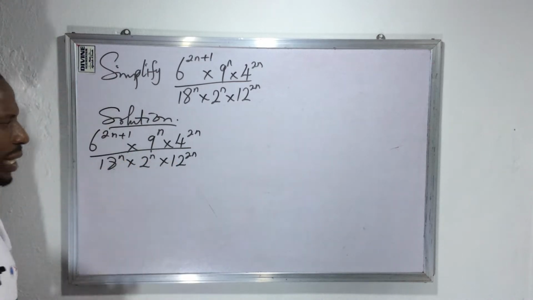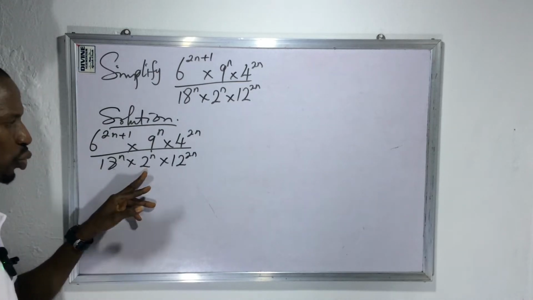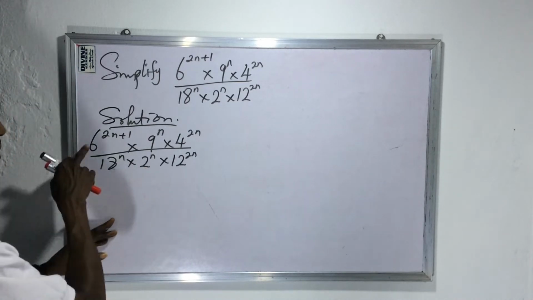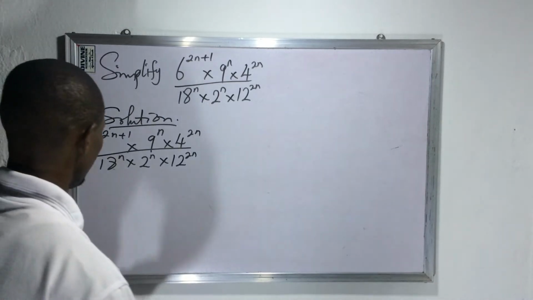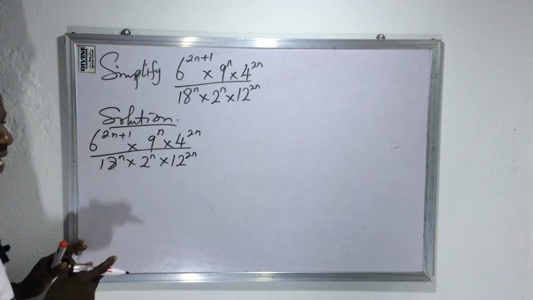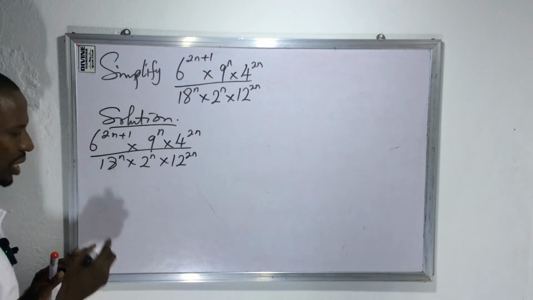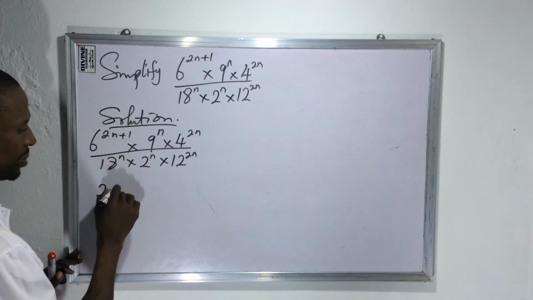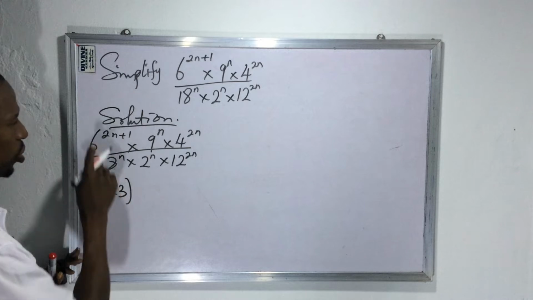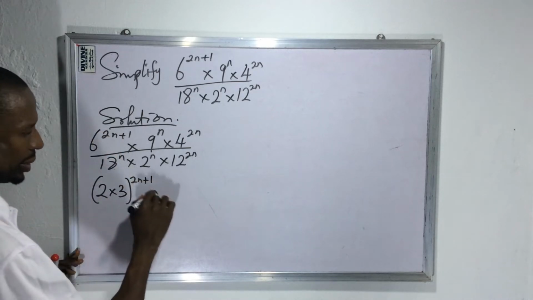And how do you break them down? Take them to the lowest form. Here we have 2, which is already in its lowest form. Then we have to think of breaking down 6 to its lowest form. If I multiply 2 by 3, that will also give me 6. So this expression could also be written as (2 times 3) all raised to 2n plus 1.